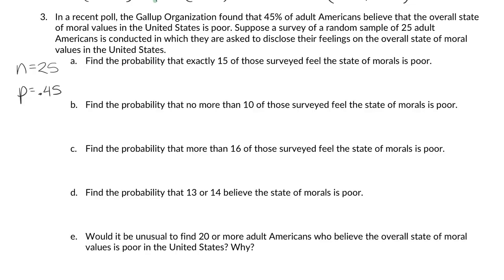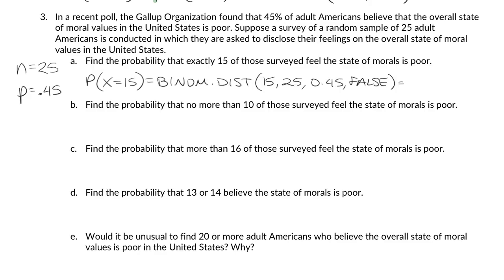today. Part A says, find the probability that exactly 15 of those surveyed feel the state of morals is poor. What kind of probability am I setting up here, a true or a false? A false. If I want the probability that I could pick exactly 15, and while I'm answering the phone, you guys fill out the rest of that. We should get for this one 0.0520. Is that what y'all got? Fabulous.